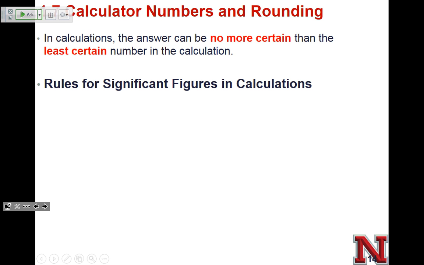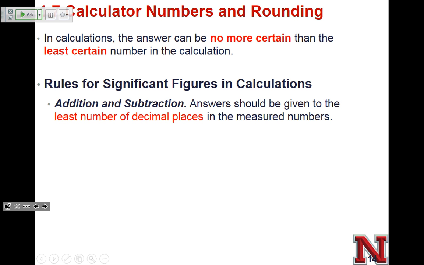So rules for our significant figures and calculations. With addition and subtraction, our answers should be given in our least number of decimal places in the measured numbers. When we're adding and subtracting centimeters, our final measurement can only have as many decimal places as our number with our least amount of decimal places. Because that is the most uncertain measurement that we've done.